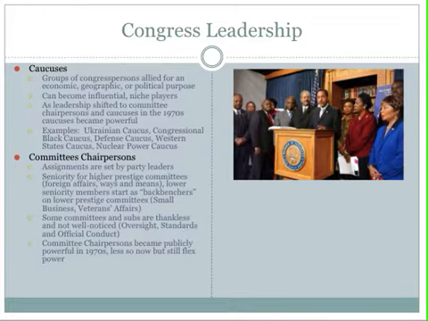Other leadership positions, there's caucuses that are created within Congress. There are groups that Congress people are allied together for different purposes, whether it's economic, social, geographic, or political. They can influence different votes.